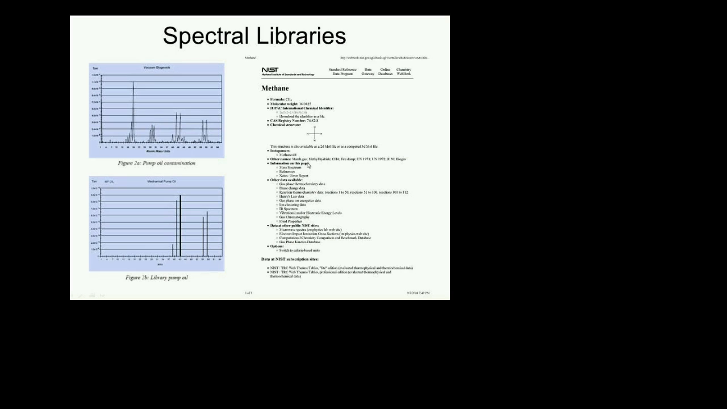So that's one way to do it. And the other possibility is a lot of the software that you buy nowadays will also come with a library. And that library will include common species that are found in people's applications. So here's a good example, right?